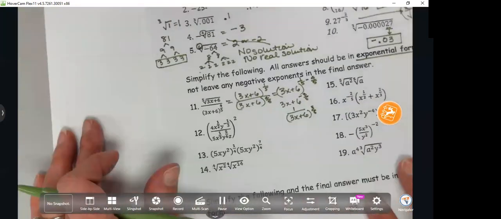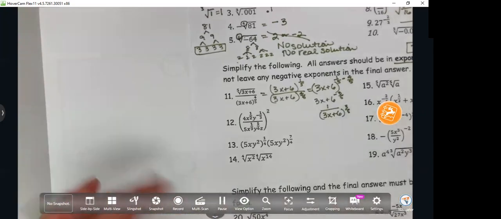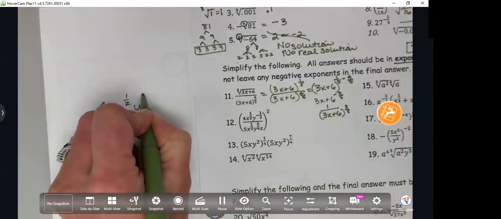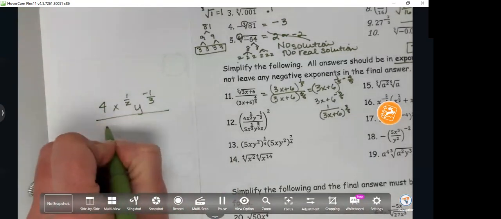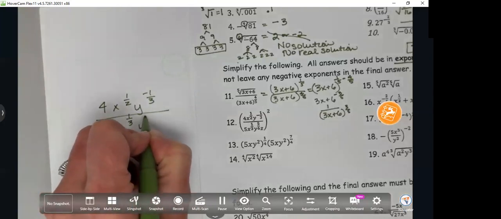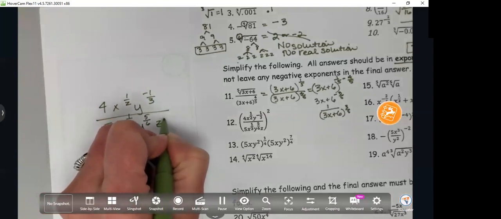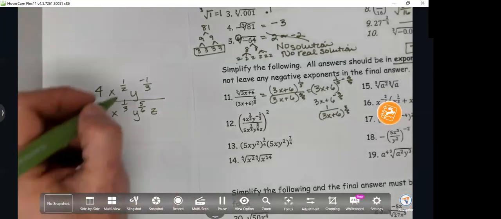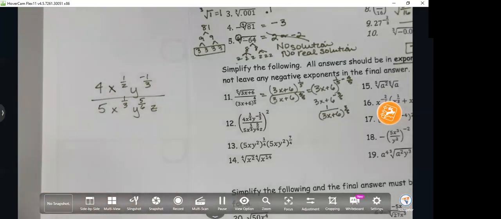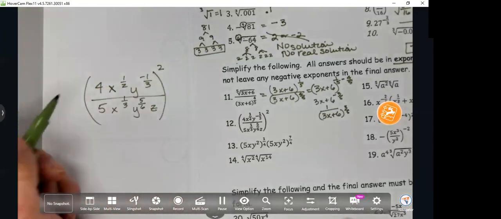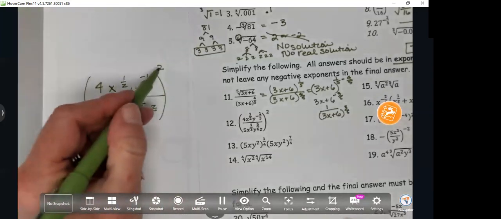Now, here's where it kind of gets a little bit fun as far as figuring these things out. You've got 4x to the 1/2, y to the negative 1/3. And let me just say this. There are lots of ways to do this. There is not one perfect way to do these because you're multiplying and dividing, and it doesn't matter the order. You should still get the same answer. This all squared. So I'm going to go ahead and distribute that 2 to everything.